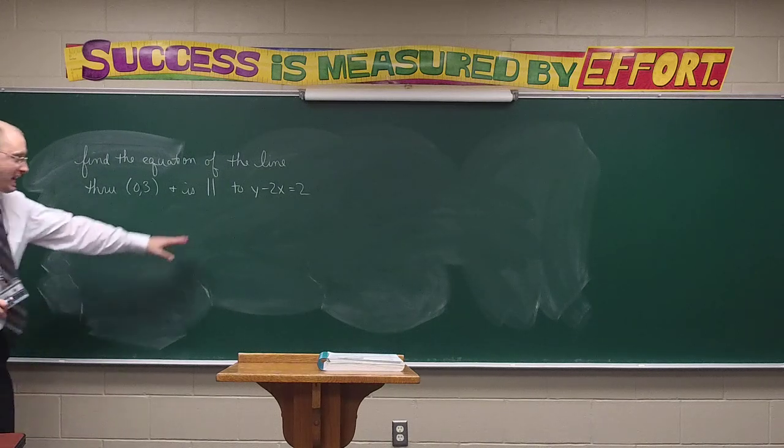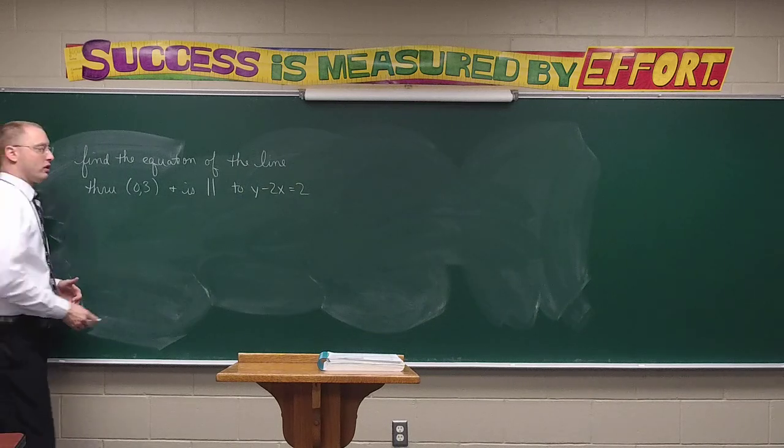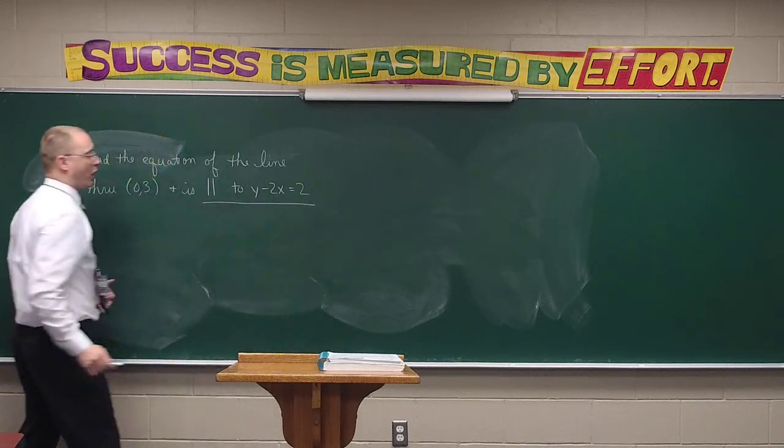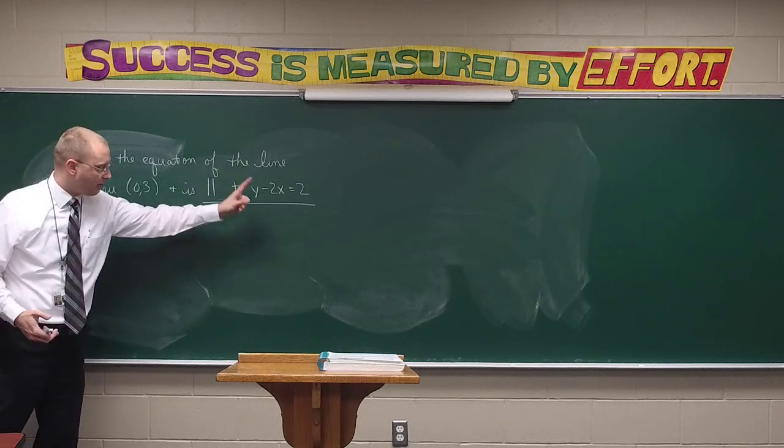Again, this symbol is not an 11, it's a parallel symbol. But find the equation of the line through (0, 3) that is parallel to y minus 2x equals 2. Again, your first thing to take care of is to extrapolate what all of that part means. When it says parallel, well, again, that means same slope. So begs the question, what is the slope of this equation?